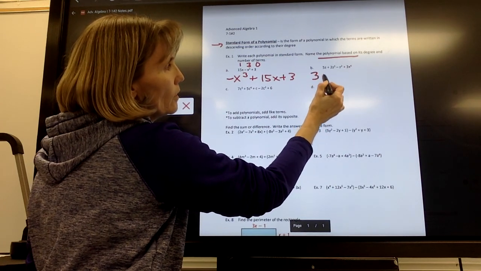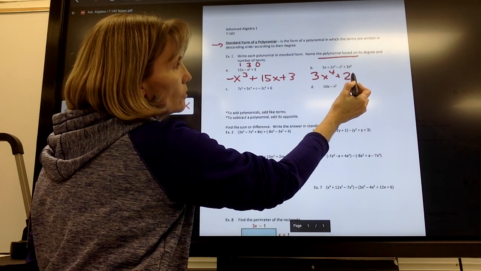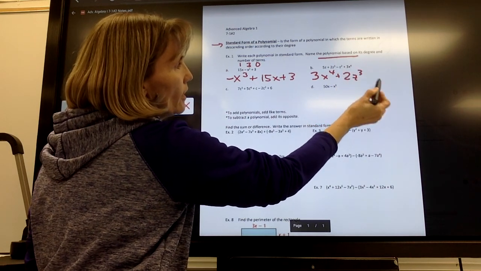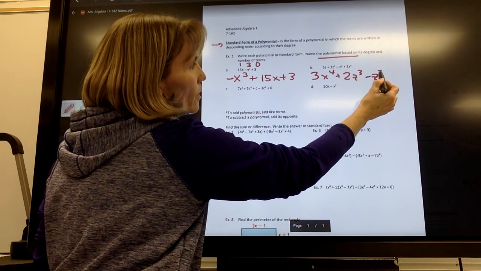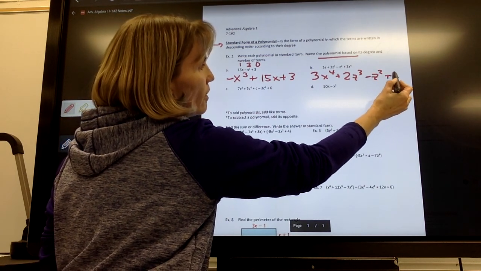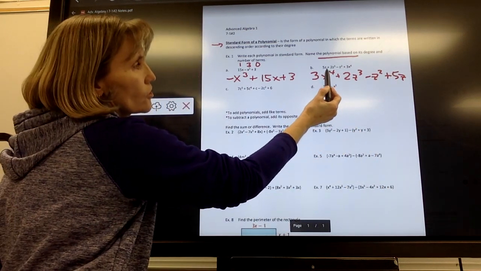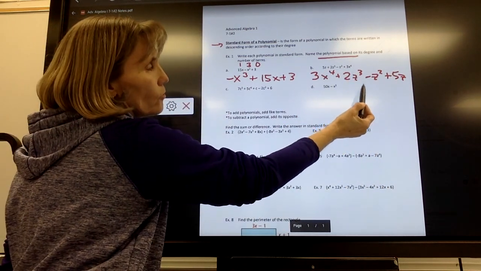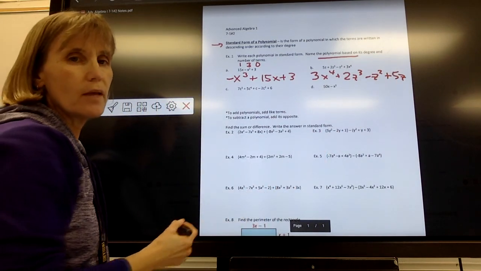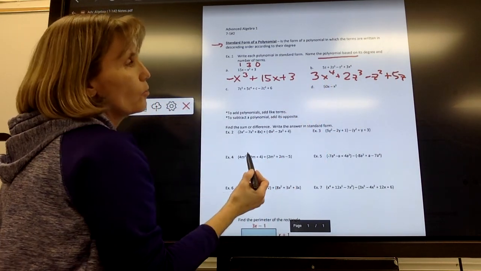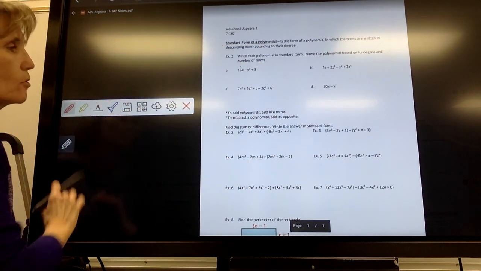If I write this in standard form, I look at the different degrees. I'm going to put the 3x to the fourth first, plus 2z to the third next, minus the z squared plus the 5z. That's highest degree first, that's a degree 4, followed by degree 3, followed by degree 2, followed by degree 1. So that's standard form. That's a degree 4 polynomial and it has 4 terms. I'm not going to spend any more time going over those.